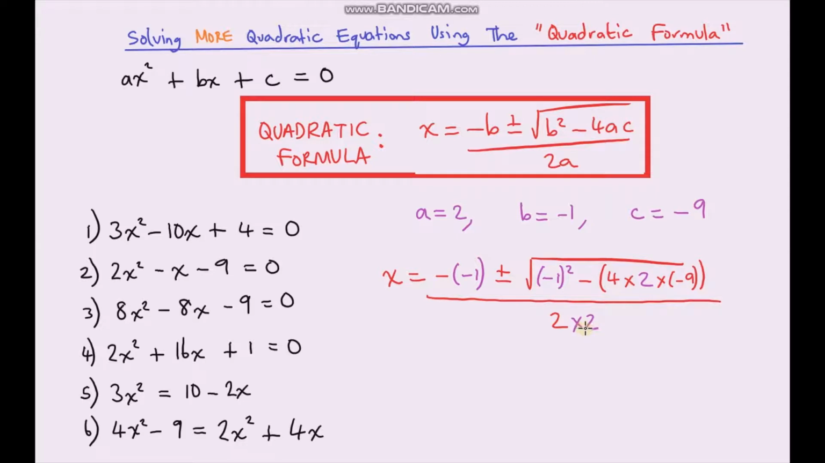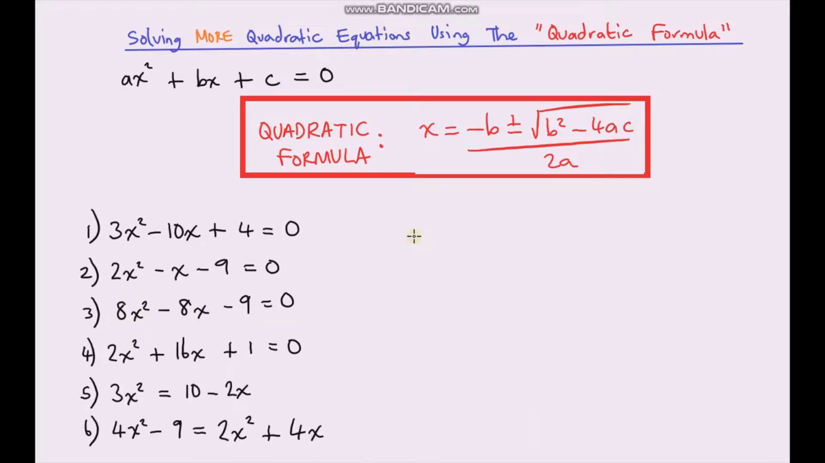And again, I'm going to put this into the calculator. And my solutions are x equals 2.39 and x equals negative 1.89. So have a look if you've got those 2 correct, and move on to question 3.